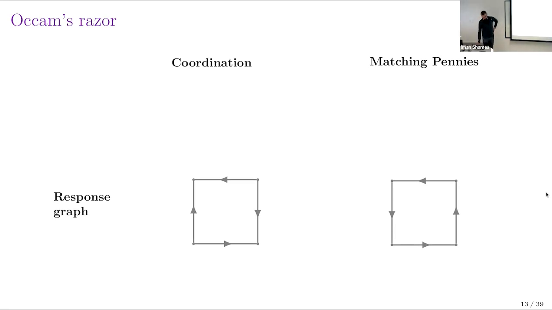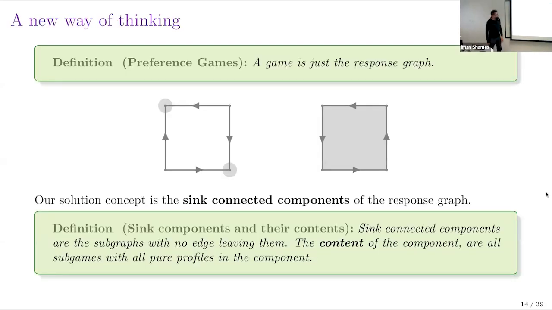And these are the graphs that we are interested in. So we are using the Occam's razor principle: get rid of anything that doesn't matter, at least from our point of view, right? So I'm going to define preference games. And that's how we define it. It's a game, it's just the response graph.